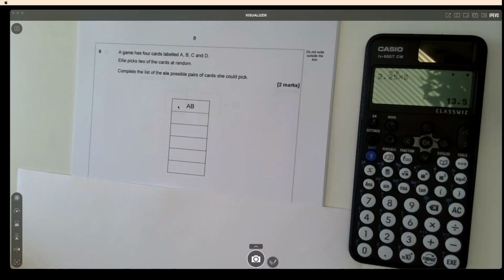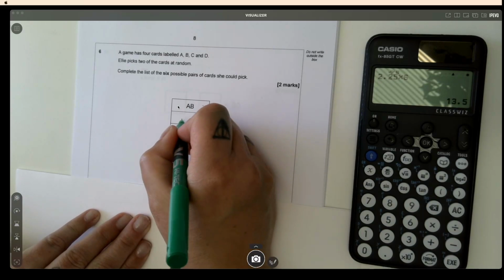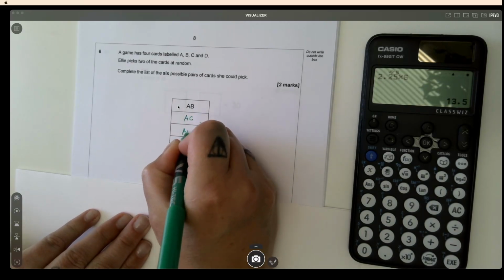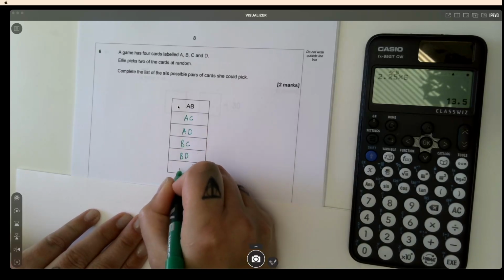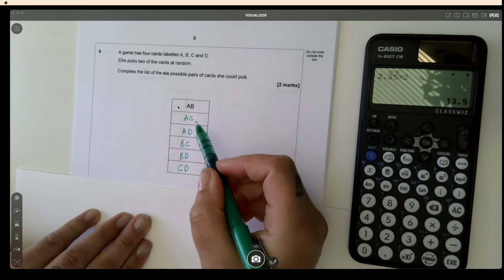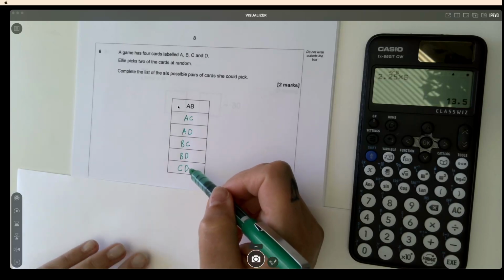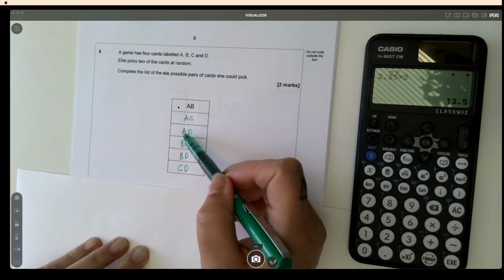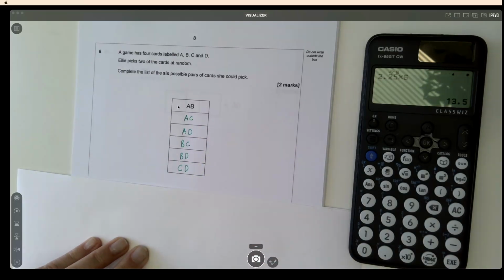Question 6. A game has 4 cards labelled A, B, C and D. Ellie picks 2 of the cards at random. Complete the list of 6 possible pairs of cards that she could pick. So she could pick A and B, A and C, A and D, B and C, B and D, and then C and D. So we're not repeating letters because she's only picking the cards once, but there's our 6 possible pairs. So we've gone through AC and AD, and then BC and BD, and then CD.